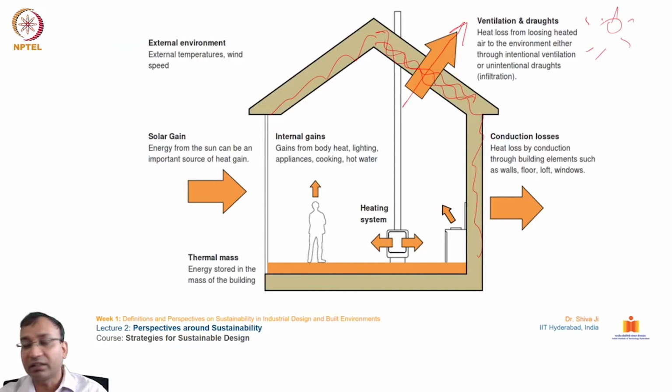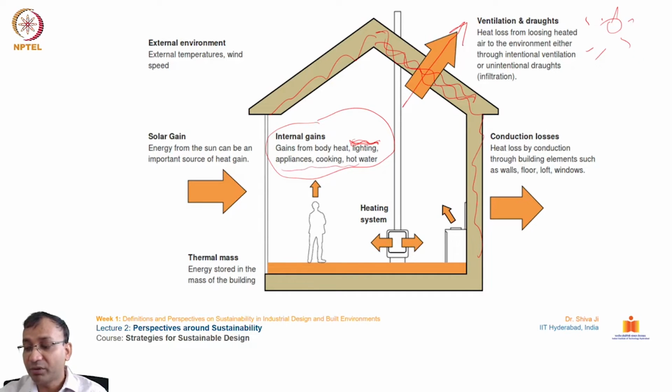So that is the illustration given over here. The ventilation and rods can be controlled using applicable materials. And in internal gains, if you see over here, there are gains from body heat, because humans also produce heat inside the spaces, and there is a load from lighting, which also creates some heat load.